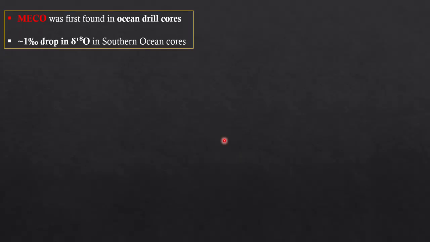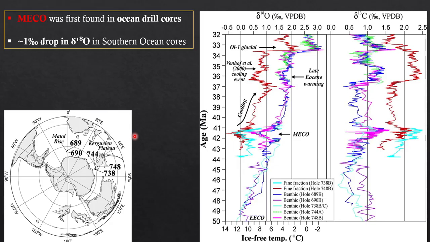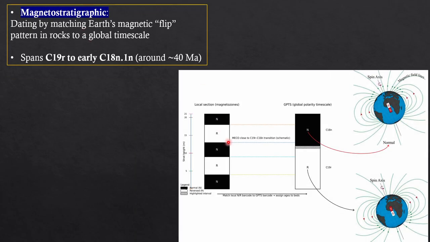The MECO event was first found in the Ocean Drilling Program, with a 1% drop in O18 in a southern ocean core. This is the different well in which they first recorded the MECO event. In magnetostratigraphy, they show that a magnetic reversal also occurs along the MECO interval, from reversed to normal. Normal means the magnetic field comes from north to south, and reversed means from south to north. So the magnetic reversal also occurs in this MECO interval.